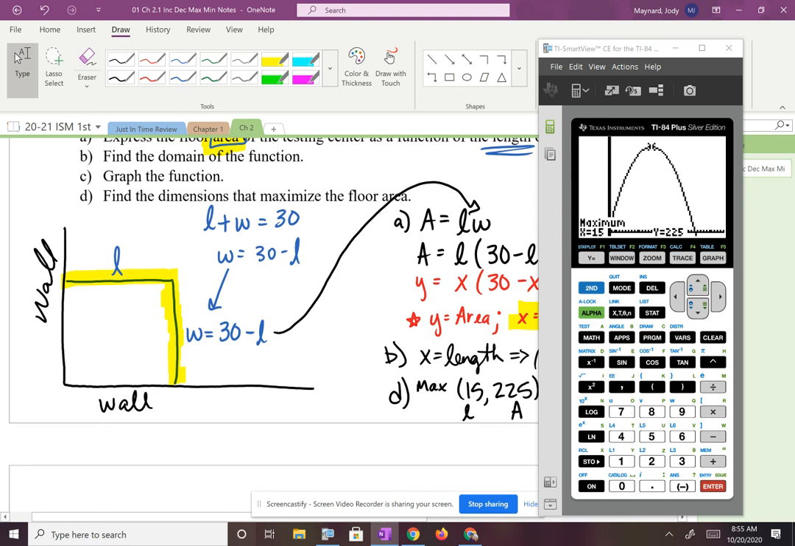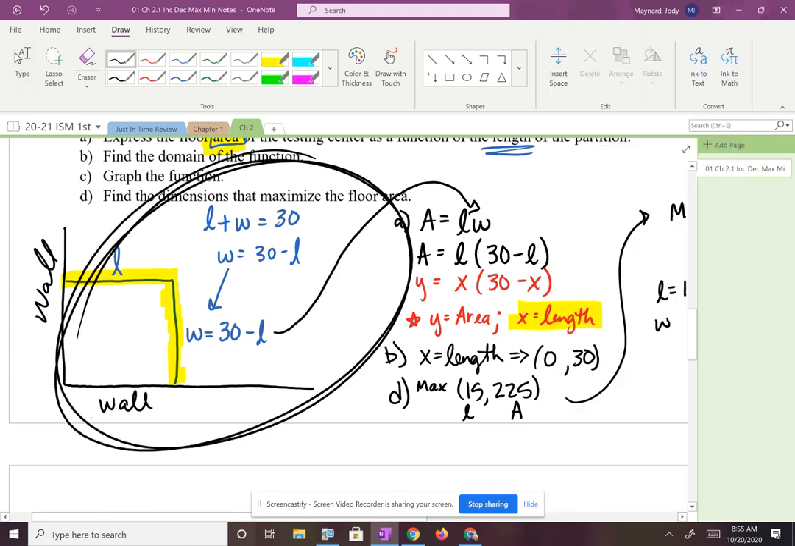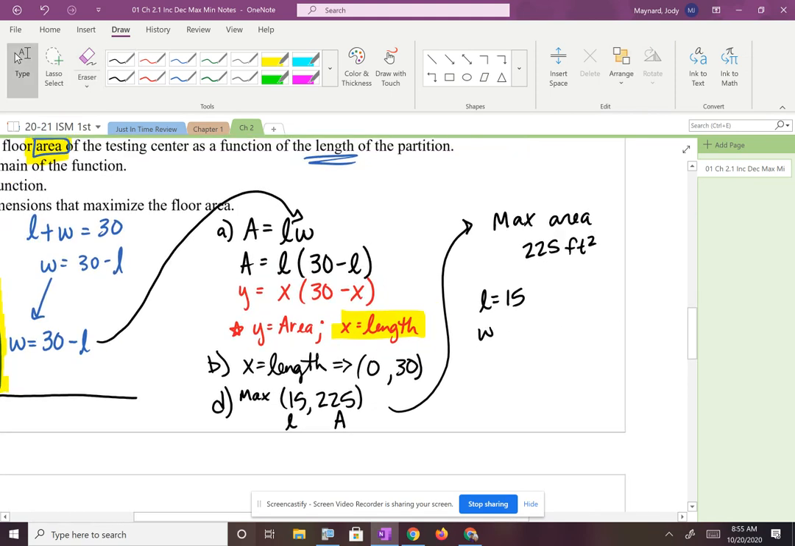How do I find that width? Just plug it into the equation that you're given, right? Or to the equation that we created, 30 minus L. So width equals 30 minus L, which is 30 minus 15. And that is 15. Okay, so there's my width.